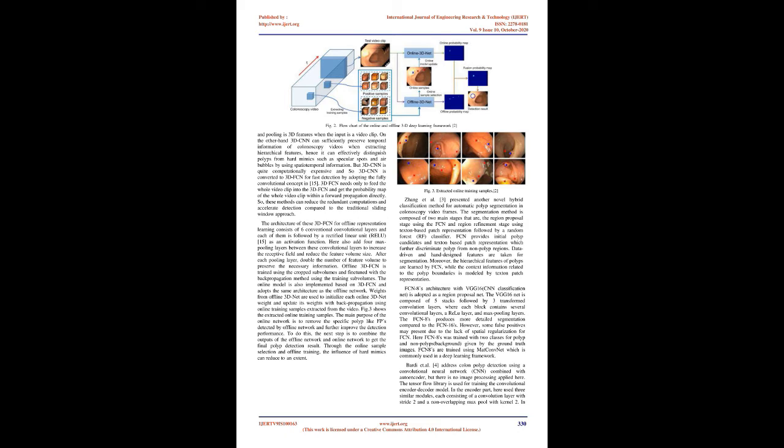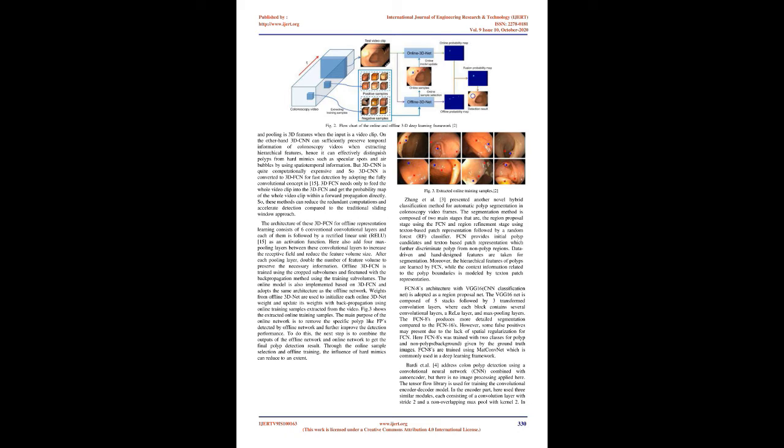The architecture of this 3D FCN for offline representation learning consists of 6 convolutional layers, and each of them is followed by a rectified linear unit, ReLU, as an activation function. Here we also add 4 max pooling layers between these convolutional layers to increase the receptive field and reduce the feature volume size. After each pooling layer, we double the number of feature volumes to preserve the necessary information.